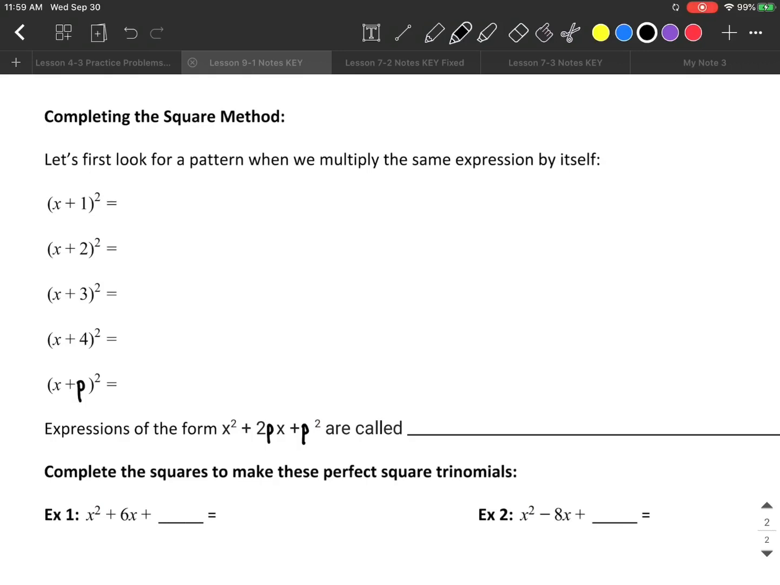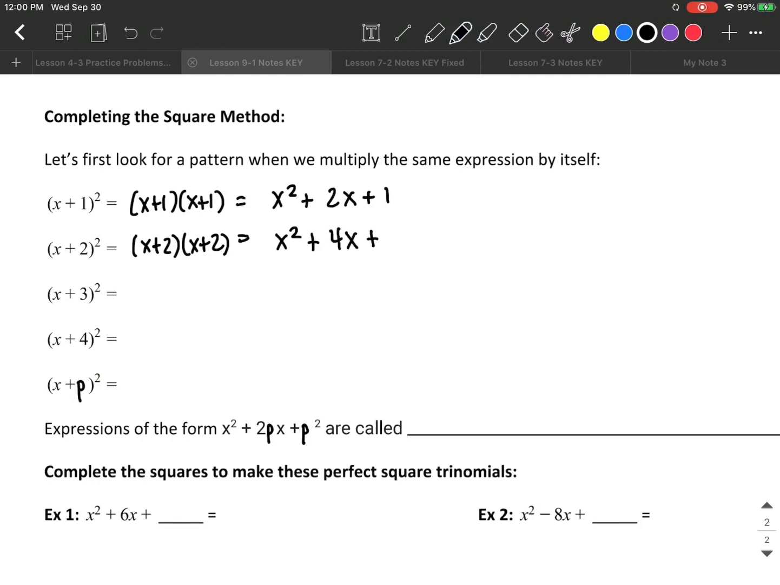So before we talk about the actual method, let's first look for a pattern that we see when we multiply the same expression by itself. If I have x plus 1 squared, that's x plus 1 times x plus 1, so x plus 1 multiplied by itself, which gives me x squared plus 2x plus 1. If you FOIL that out, that's what you'll see. x plus 2 squared, that's x plus 2 times x plus 2, which gives me x squared plus 4x plus 4.